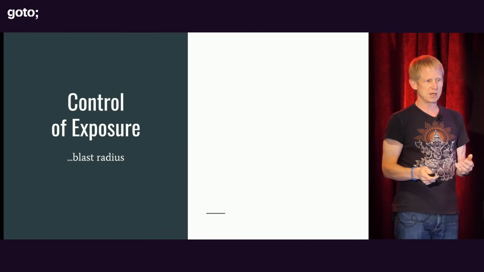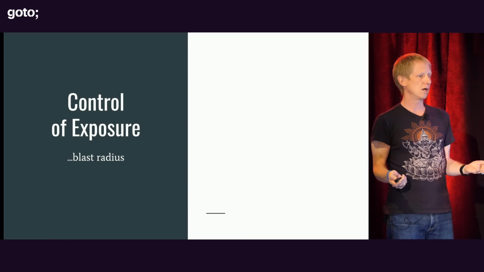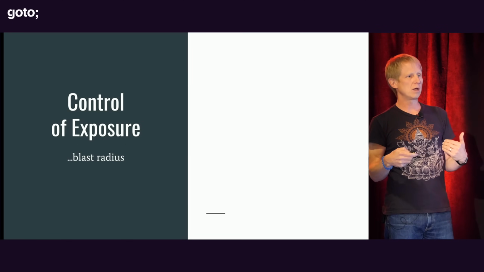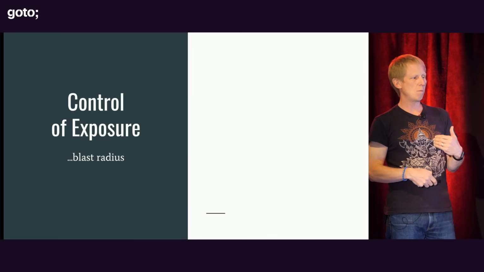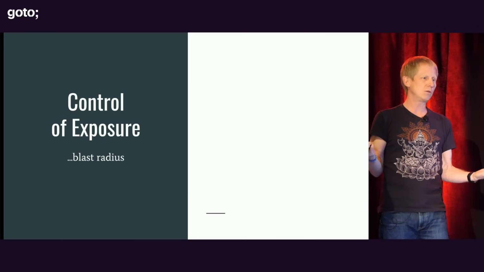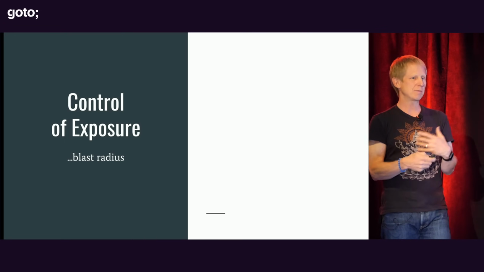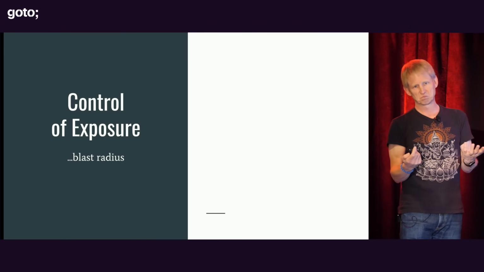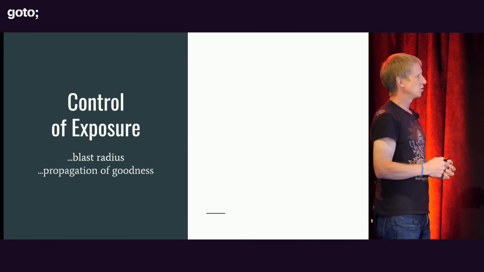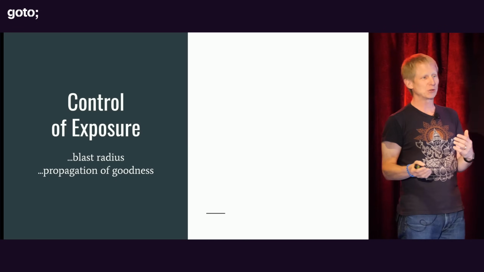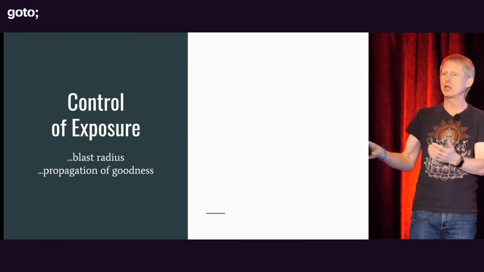So blast radius, the idea of limiting the blast radius, is the idea that if something goes wrong, it's not as bad in terms of how much it hurts people. If I only hurt a few users and I can recover quickly, it's not that big of a deal. But if I take my whole system down for 2 days, it's a big deal. So positively put, how do I control the propagation of goodness? How do I control who gets what when?